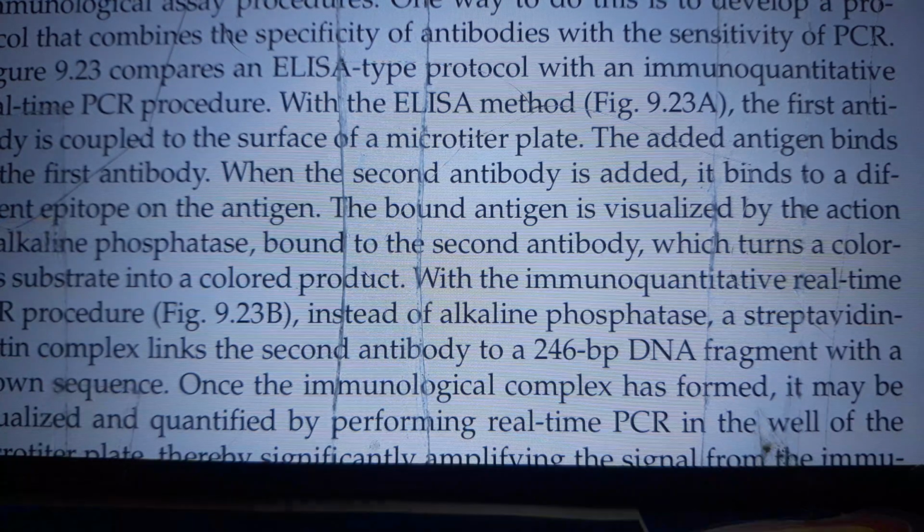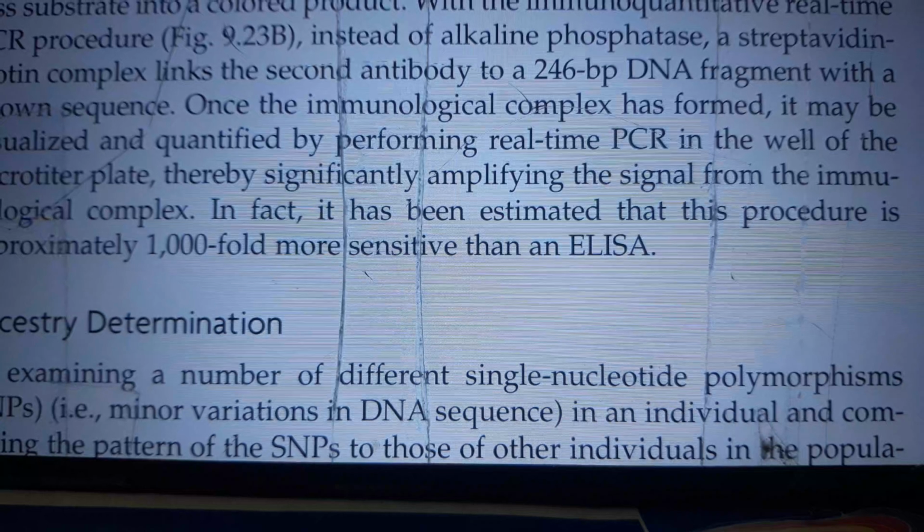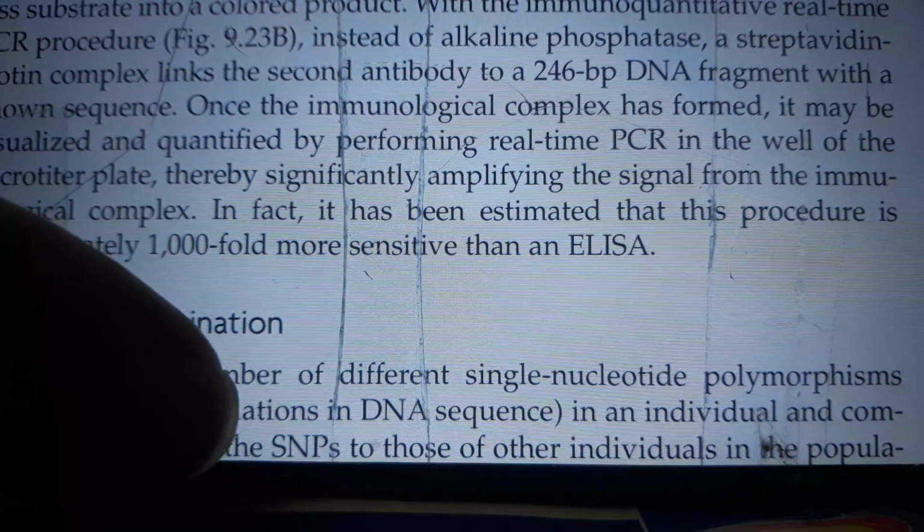With the immunoquantitative real-time PCR procedure, instead of alkaline phosphatase, a streptavidin-biotin complex links the second antibody to a 246 bp DNA fragment with a known sequence. Once the immunological complex is formed, it may be visualized and quantified by performing real-time PCR in the well of the microtiter plate, thereby significantly amplifying the signal of the immunological complex. In fact, it has been estimated that the procedure is approximately 1,000-fold more sensitive than ELISA.